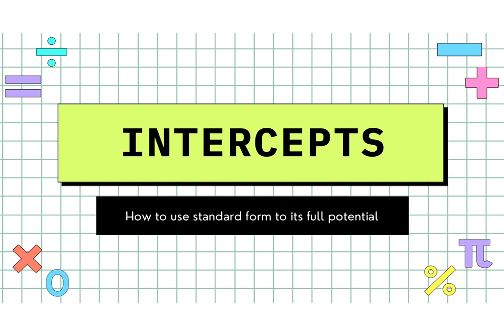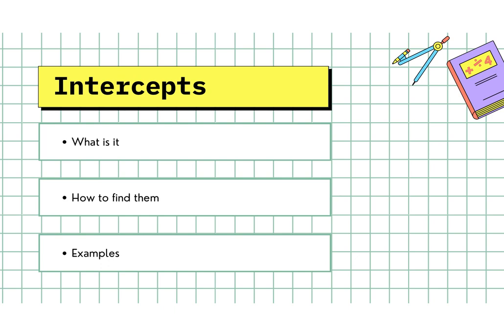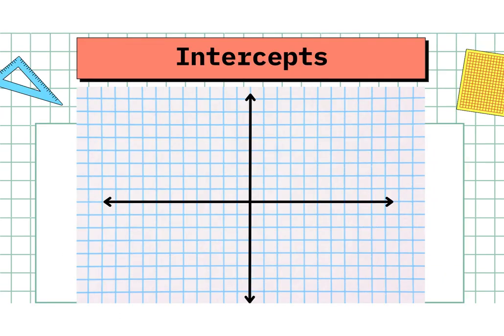This is basically going to do everything you did the last couple of days, kind of irrelevant in terms of graphing equations. So here we go. So intercepts, we're going to start off by talking about what they are. Then we're going to talk about how to find them. And then we're going to do a couple examples on how to find them, given an equation, and then also how to graph using them.